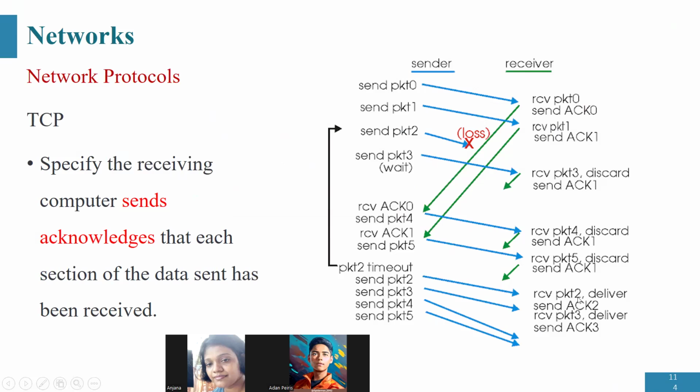But packet 2 he didn't receive. So timeout, because he has some issues between that. Lost, no? Then he needs to send again. Now he received packet 2. It's delivered.